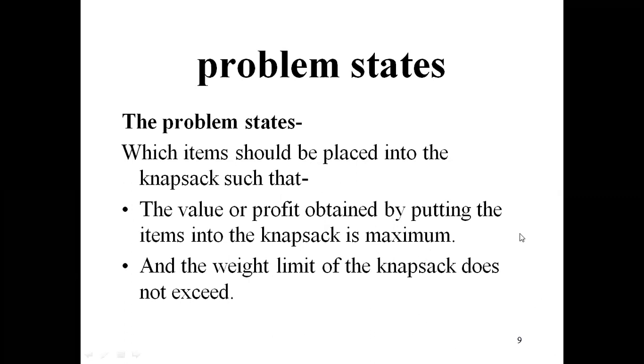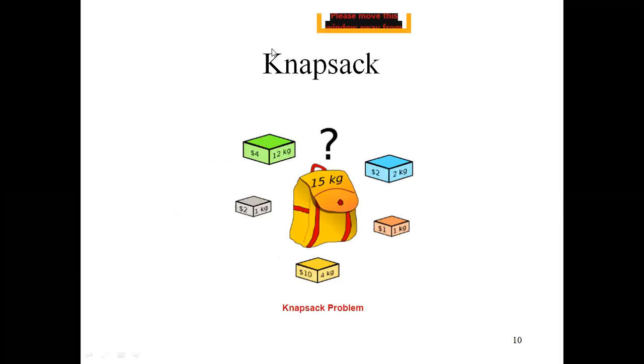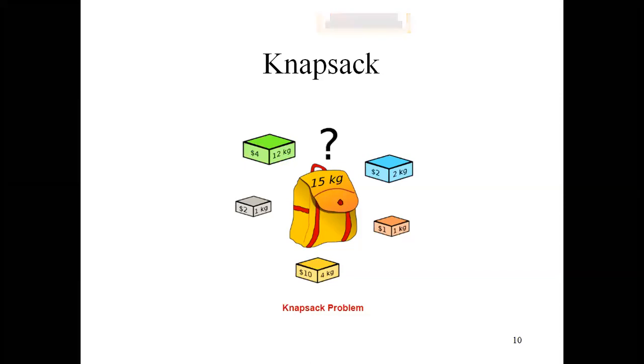So the value or profit obtained by putting the items into the knapsack is maximum. So this is the knapsack problem. We have different items or objects and a shoulder bag. The capacity of the bag is only 15 kg. We represent the capacity of the bag as small m, that is 15 kg. So you can place these items into the bag such that you gain the maximum profit.